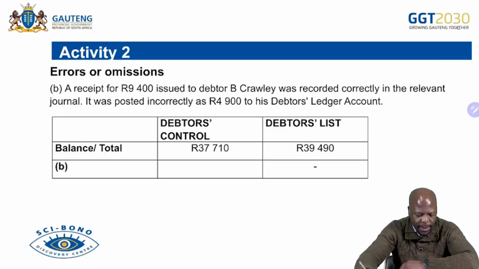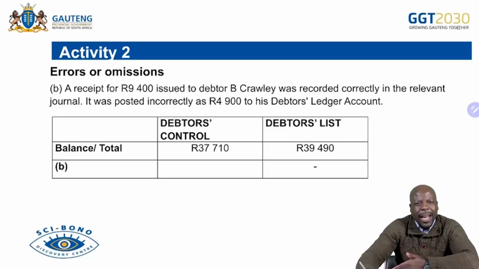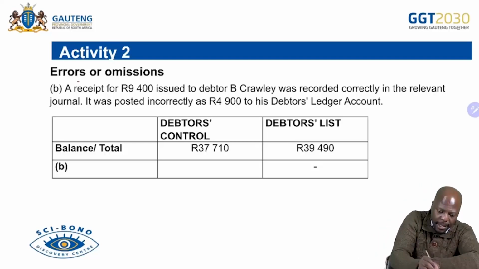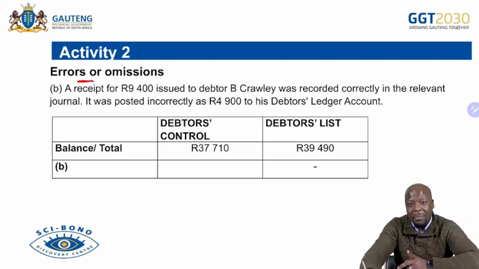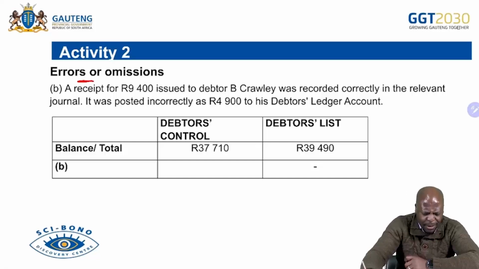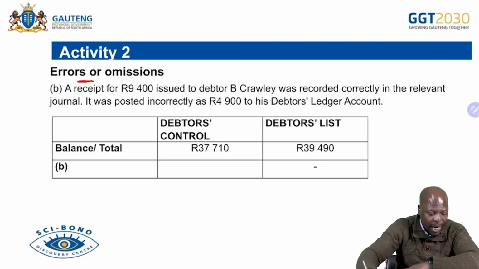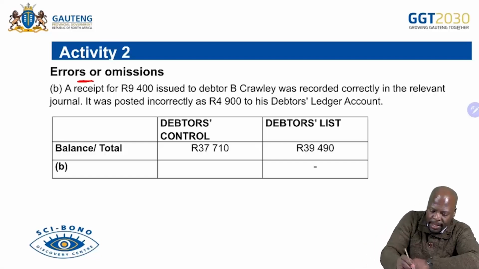Error B. It says, a receipt. Okay, I know already. Once they say a receipt, it means someone paid up. A receipt means a minus. Signs are very important, my dear friends. A receipt, which is minus, for 9,400, issued to debtor B. Crowley, was recorded correctly in the relevant journal. All right. It was posted incorrectly as 4,900 in the debtors ledger.